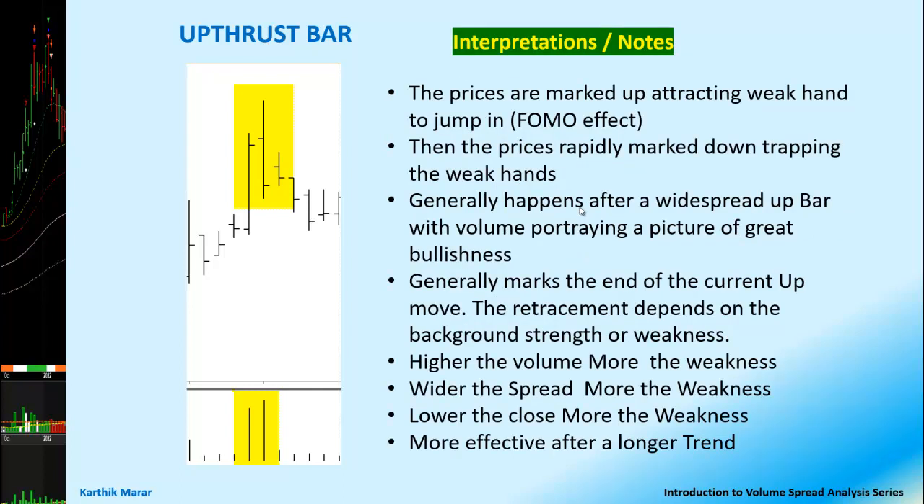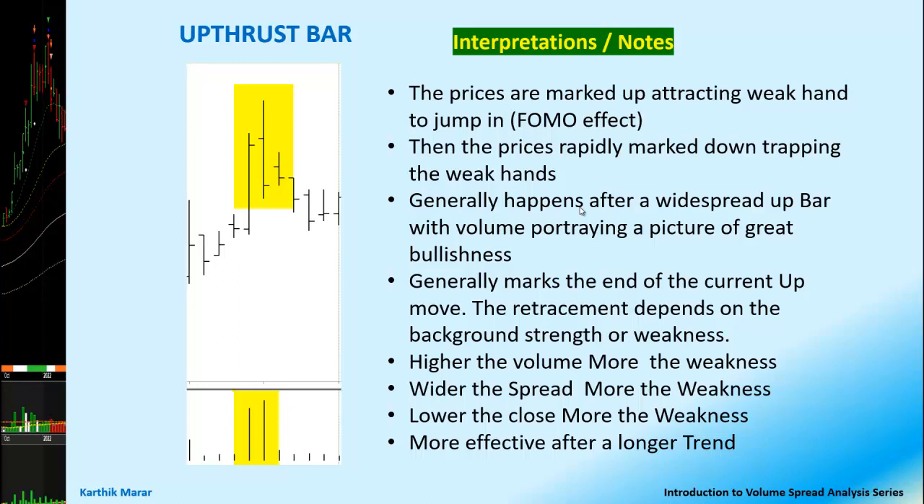This is the basic definition of an upthrust bar. Now, how do we interpret this? In this bar, the prices are marked up, attracting weak hands to jump in. Normally it is the FOMO effect, or the fear of missing out effect. So a lot of weak hands are jumping in, thinking the stock is very bullish. Then the prices are rapidly marked down, trapping the weak hands. Generally, this happens after a widespread up bar with volume, portraying a picture of great bullishness, so that the weak hands get attracted. Generally, it marks the end of the current up move.